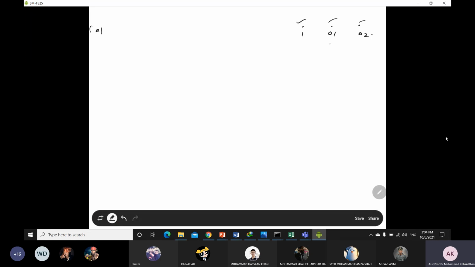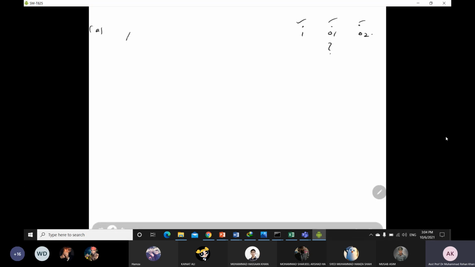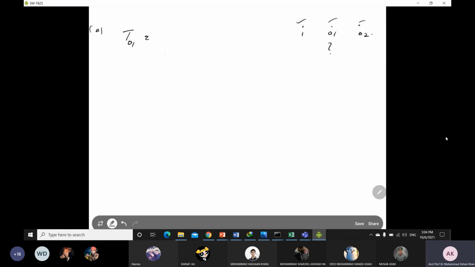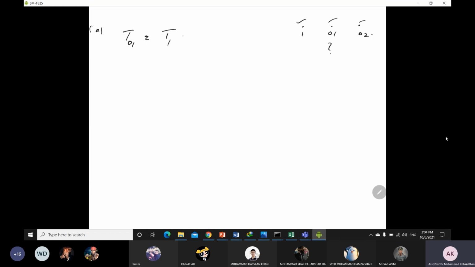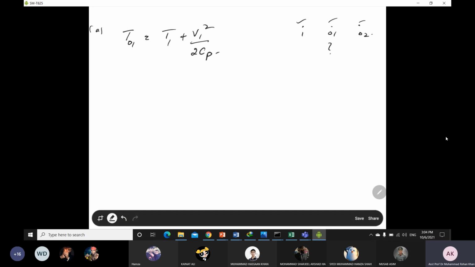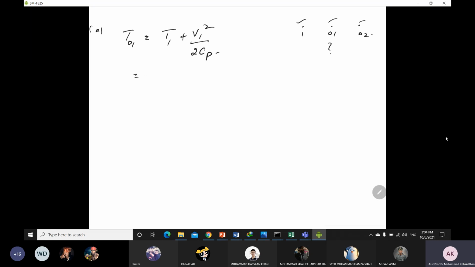So in part A, our main thing is to find the stagnation pressure at the compressor inlet. So we have to find the properties at point 0.01, which is the pressure. In order to find the pressure, first we need to find the temperature at this point. You already know the relation of stagnation temperature with the local temperature, which is T01 = T1 + V1 square divided by 2Cp, because we already developed this equation in the previous slide as well.